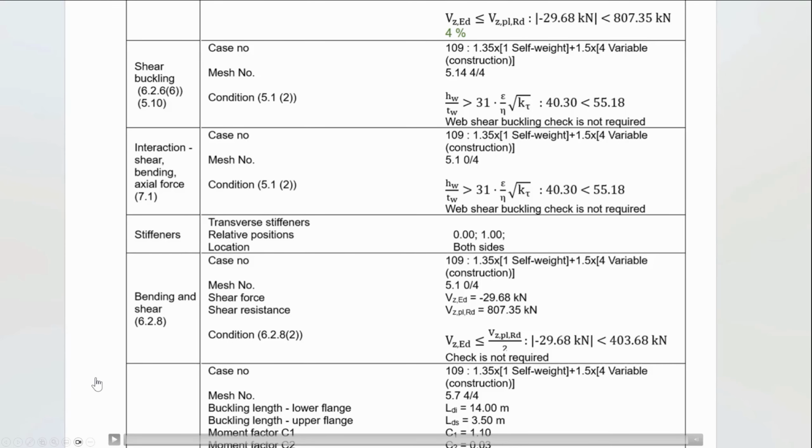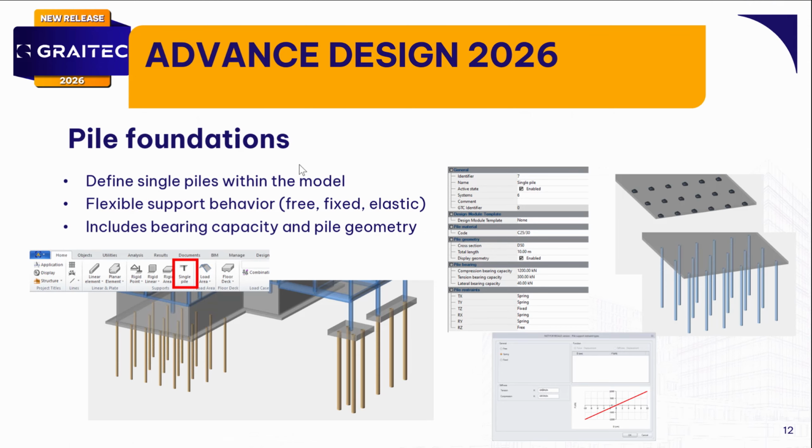So let's move on with our other slides. The other new feature that we have in Advanced Design 2026 is actually the pile foundations. Using this new feature, you can add your pile foundations. As you see here, we have this new option beside the supports to add your foundations, or pile foundations actually. So you can define single piles by just clicking and defining their properties under your foundations or slabs.